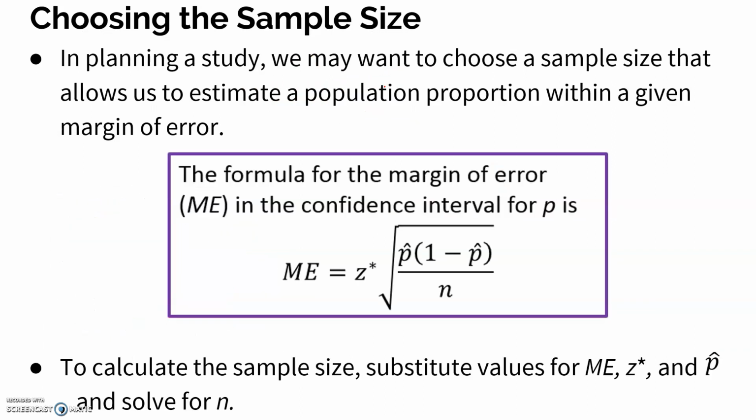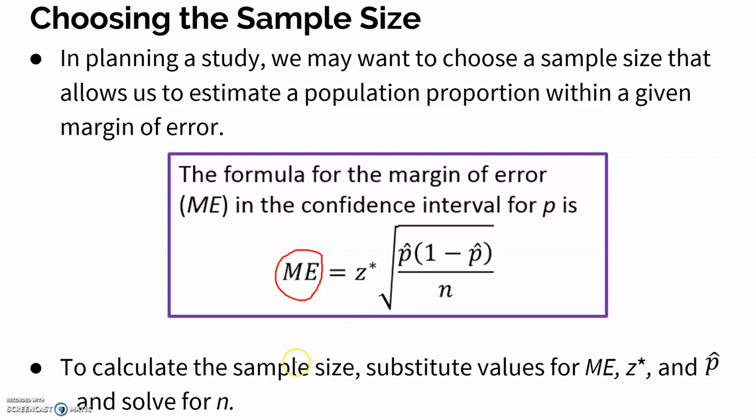All right. So when planning a study, we may want to choose a sample that allows us to estimate a population proportion with a given margin of error. So in that previous question, I was giving you a margin of error of about 3%. Now, this is the margin of error formula that is part of the confidence interval that we construct. So ME is equal to Z star times the square root of P hat times 1 minus P hat over N. It's a formula that you are very familiar with.